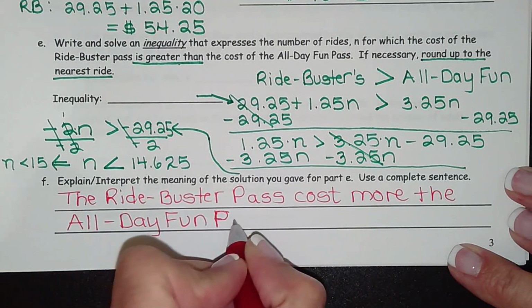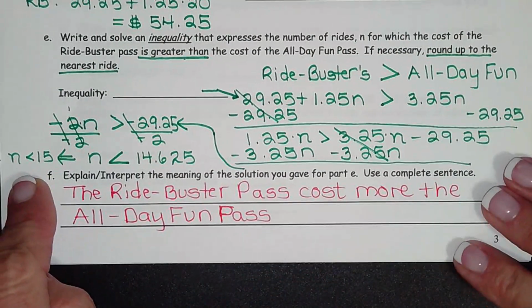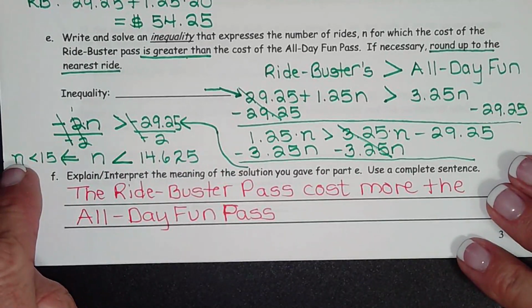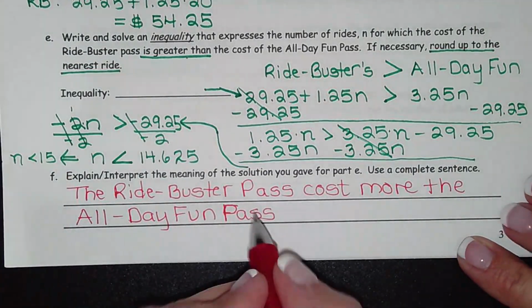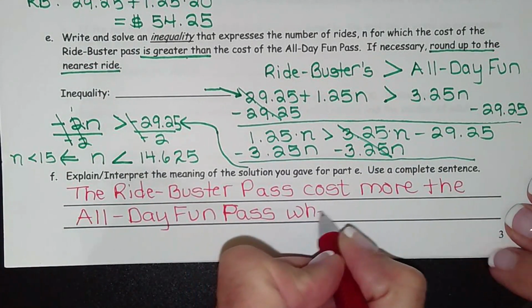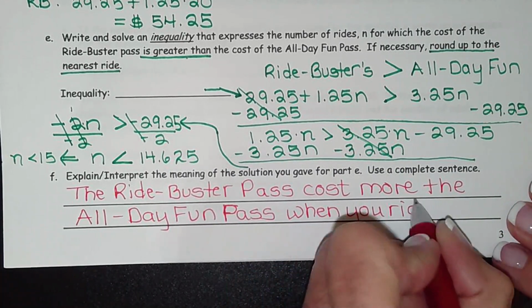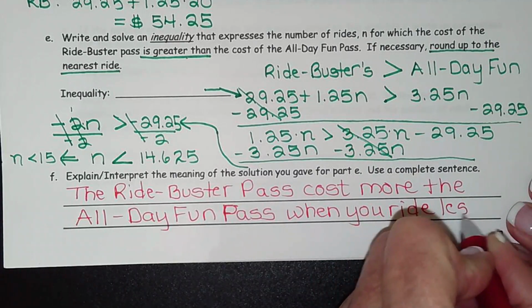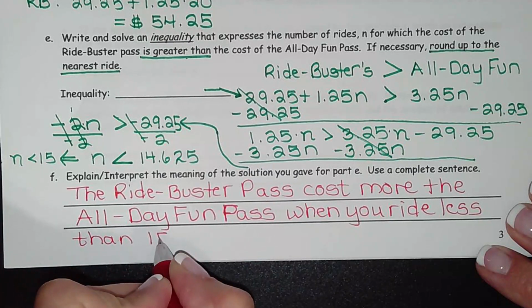And this is when you go to your answer. N is the number of rides. When you ride less than 15 rides.